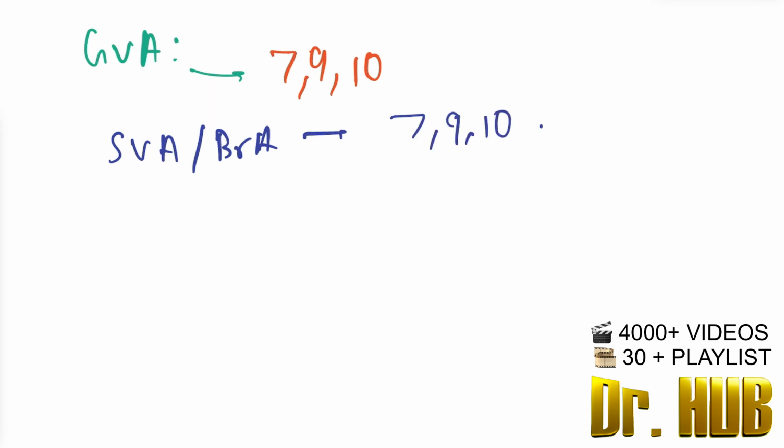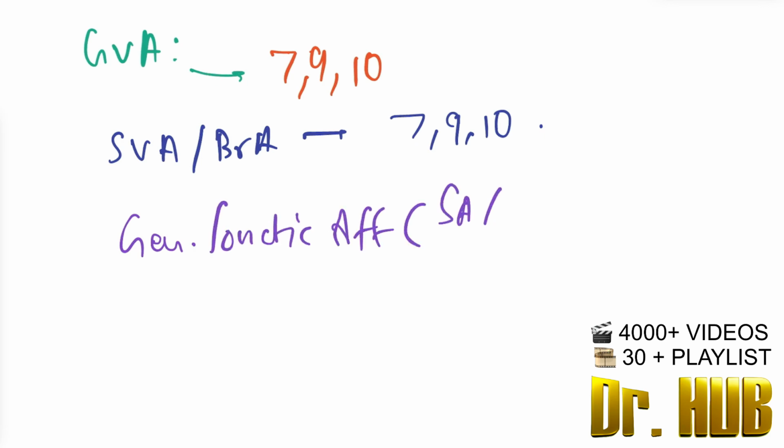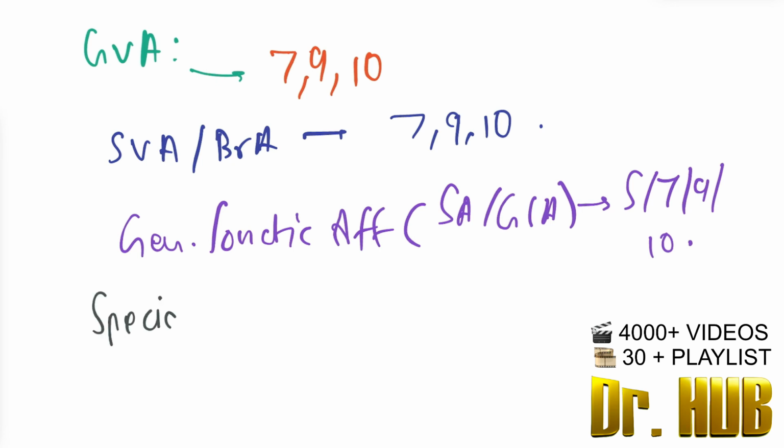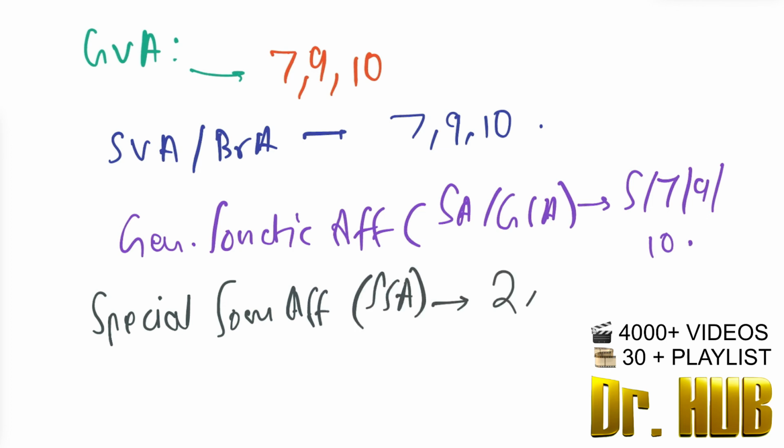Then moving on to the general somatic afferent, the GSA. Here it is nothing but the 5, 7, 9 and 10. Then comes the special somatic afferent, the SSA. It is nothing but the cranial nerves 2 and 8.